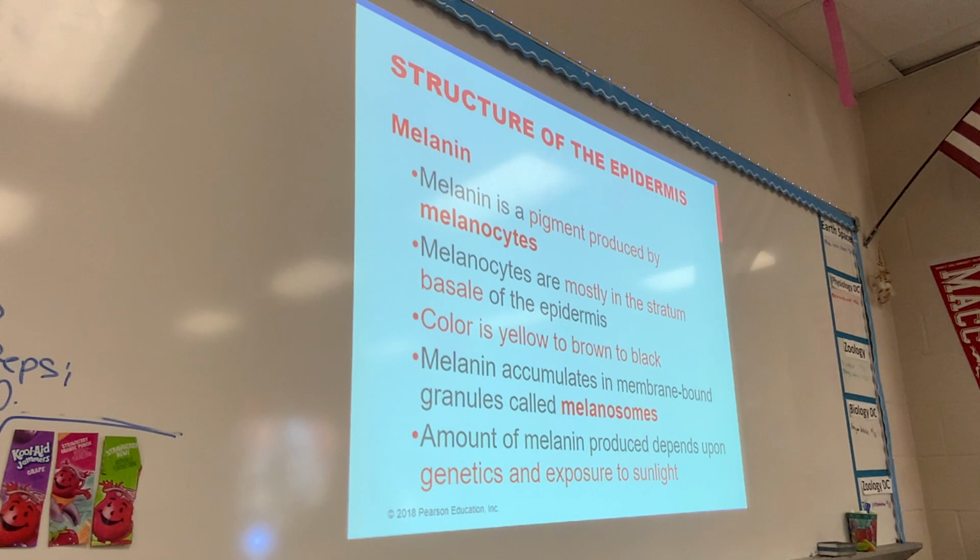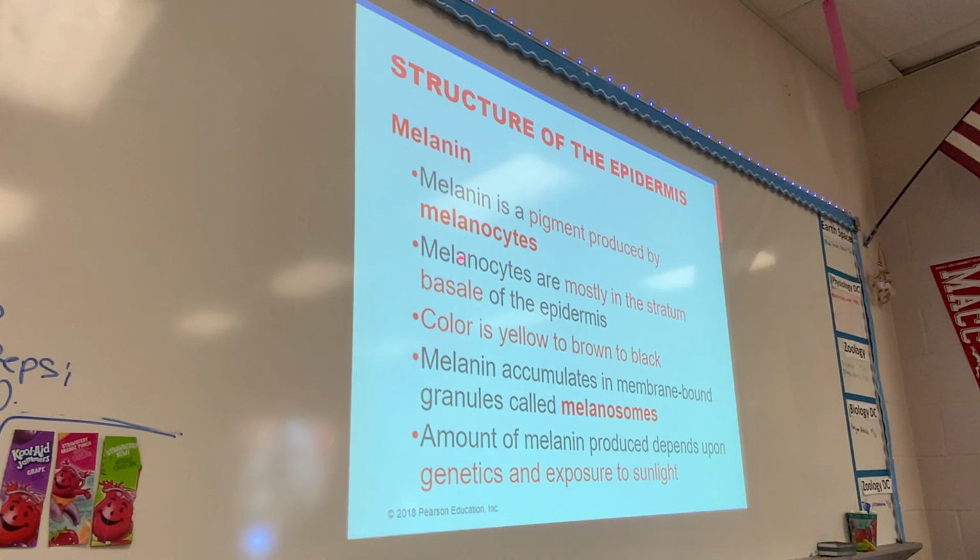So these are going to give our skin its color, and it can vary; we have a lot of different skin colors. We have people with dark skin, we have people with light skin, and all kinds of variation in between. So melanocytes are what give us our skin color. And their color could be yellow to brown to black, lots of different color variations.